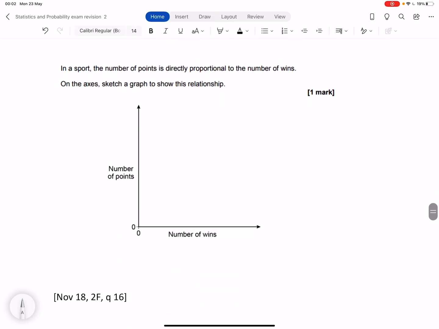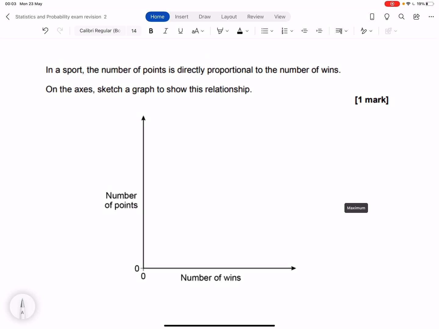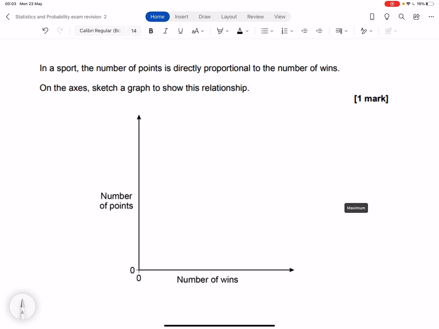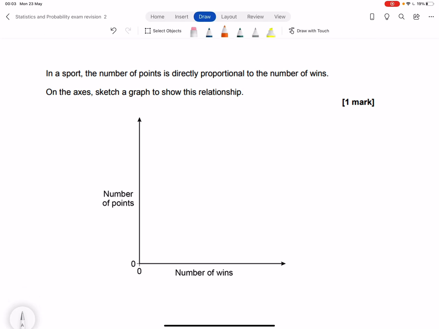Next question. In a sport, the number of points is directly proportional to the number of wins. On the axis, sketch a graph to show the relationship. So this is direct proportion. That means you will have a straight line here, and this line will start at 0, 0.